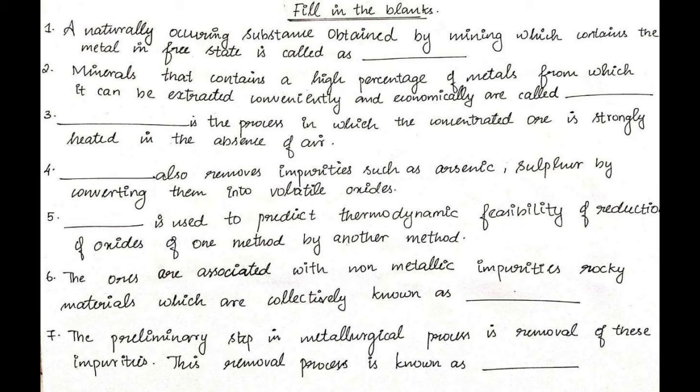Sixth, the ores are associated with non-metallic impurities, rocky materials which are collectively known as dash. Seventh, the preliminary step in metallurgy process is removal of these impurities. This removal is known as dash.